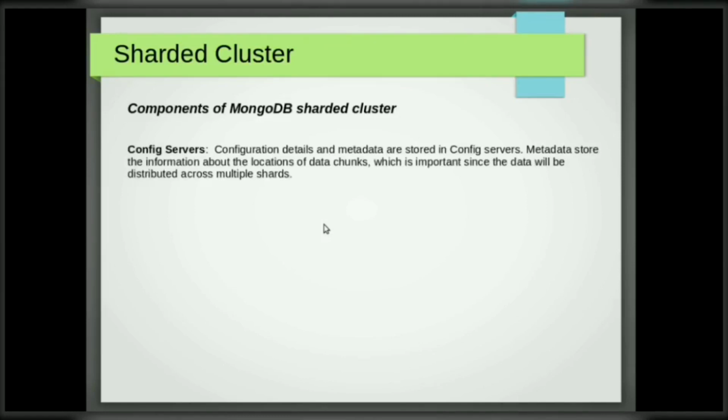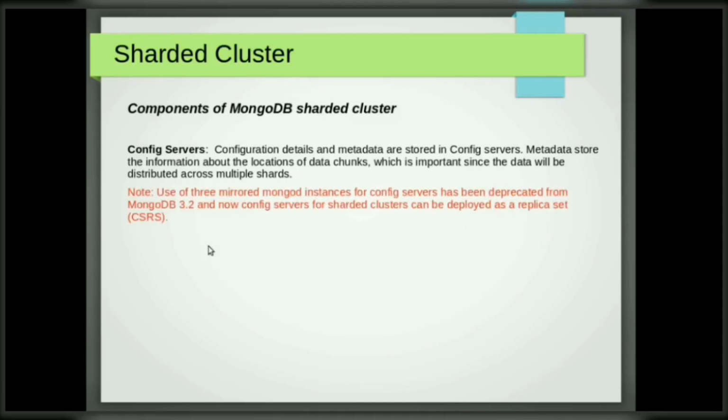First is the config server. Configuration details and metadata are stored in config servers. Metadata stores the information about the locations of the data chunks, which is important since data will be distributed across multiple shards. Each production sharding implementation must contain exactly 3 configuration servers. This is to ensure redundancy and high availability.